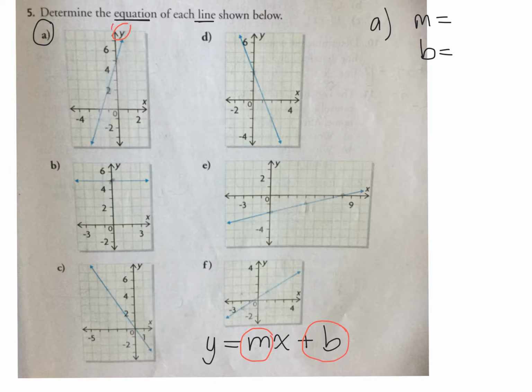This is the y-axis. When does the blue line hit the y-axis? Look at your textbook. Yep. Perfect. 0, 5, which means that B is equal to 5. Okay? Now we have to figure out the slope.